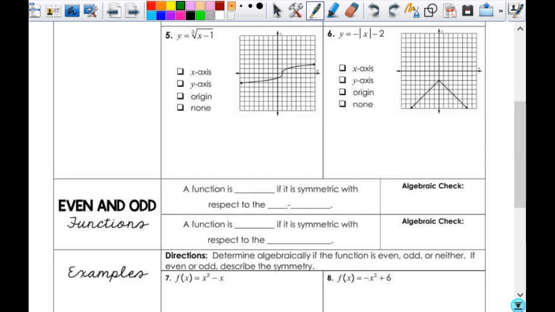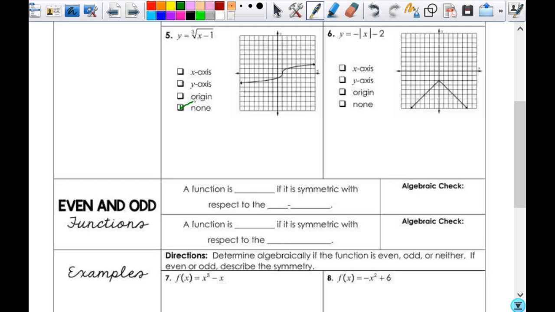All right, Ernest, tell me about number 5. Does it have any symmetry at all that we're interested in? No, right? Does it have rotational symmetry at all? Yes, but not about the origin, right? So then my answer is none. Okay, good job. The none's a choice though, so I know it throws you off. You're like, I'm not sure.